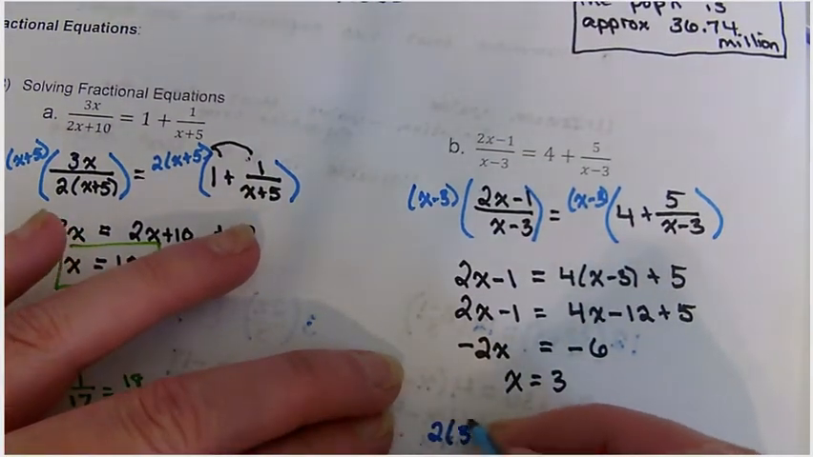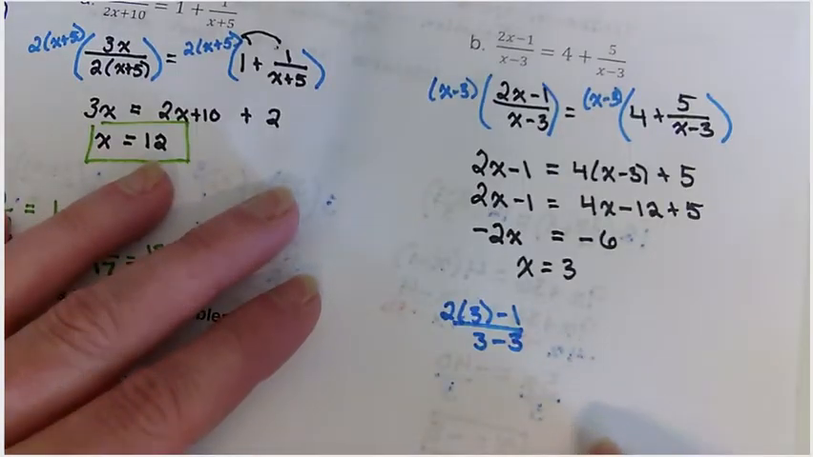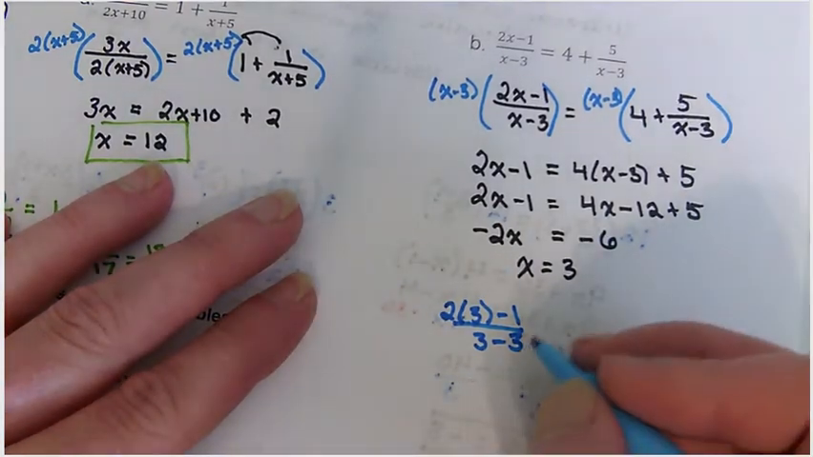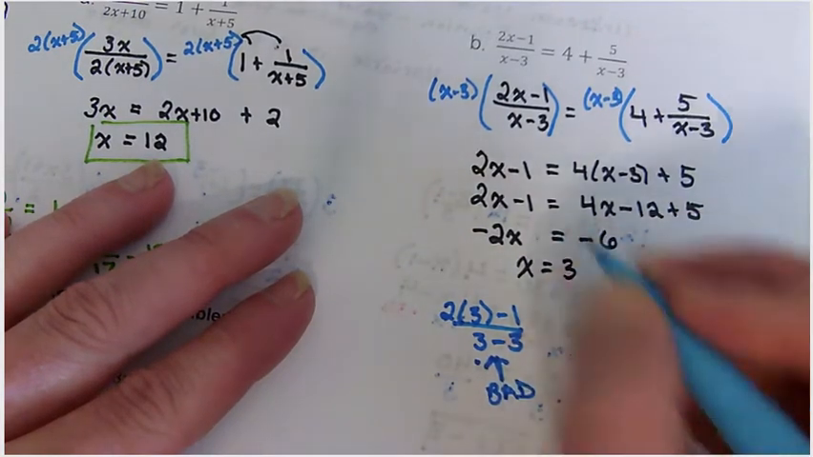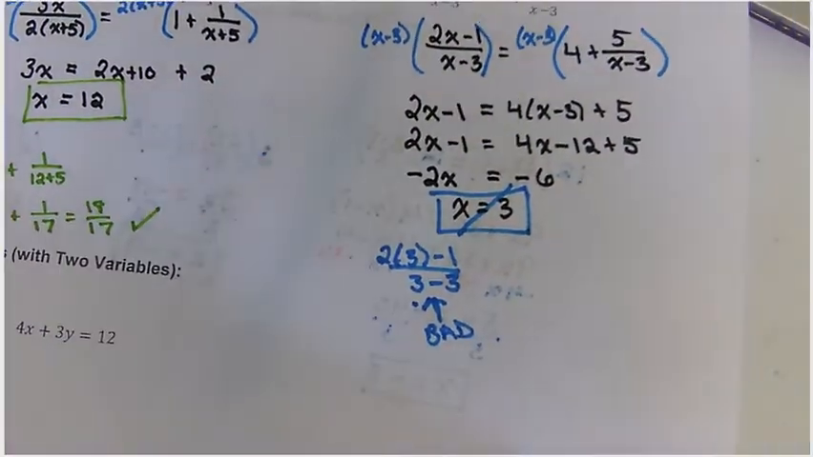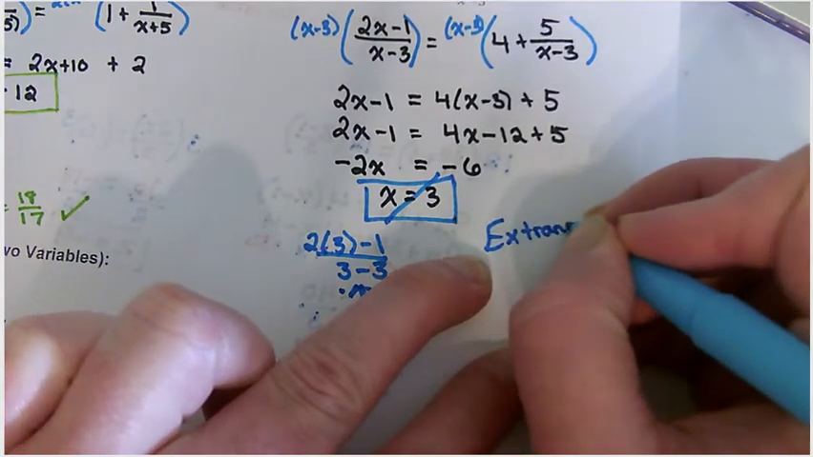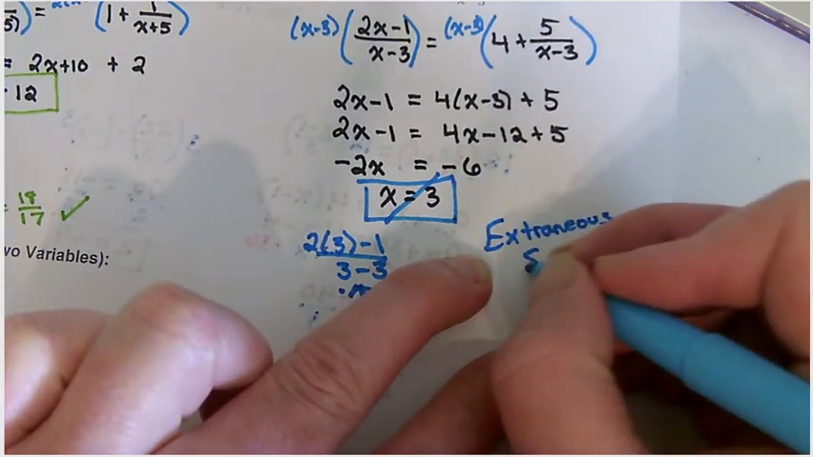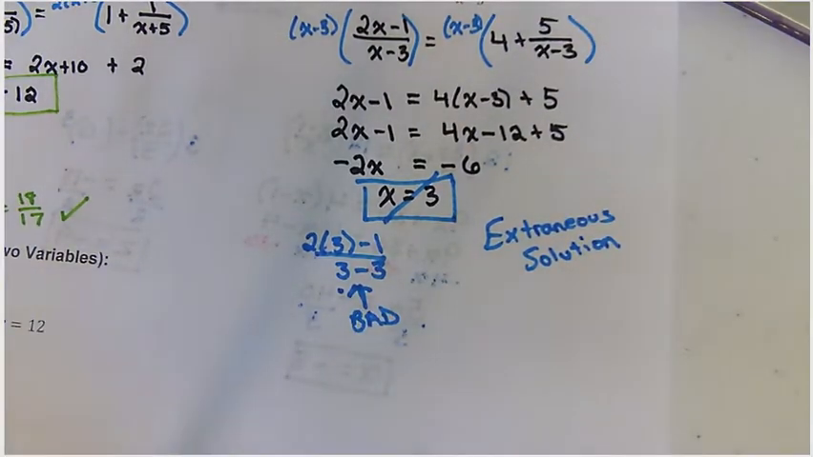2 times 3 minus 1 over 3 minus 3. That is bad. That means this is a bad answer. It technically has a name. It's called an extraneous solution. It means we got the answer by using correct algebra, but it doesn't work when substituted back in.